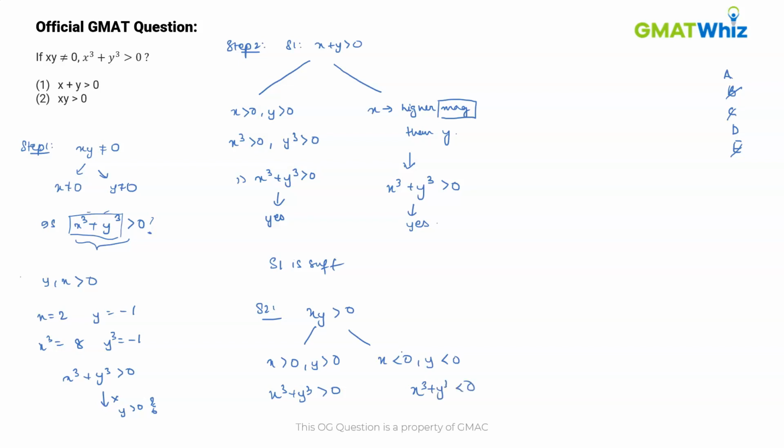Since we are getting two contradictory answers, we say that statement 2 is insufficient, and the correct answer is option A.